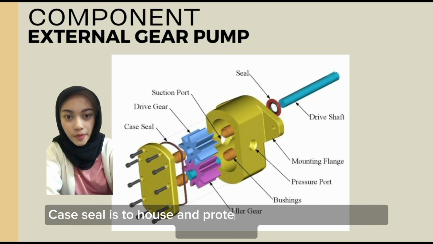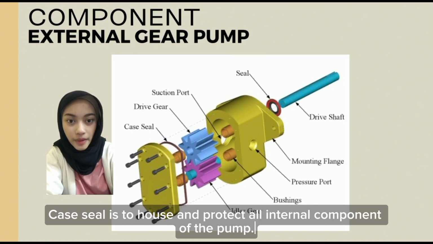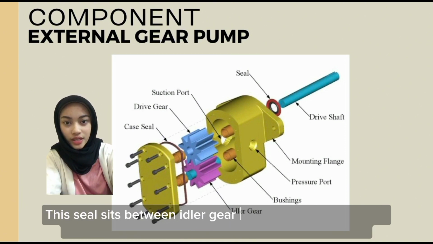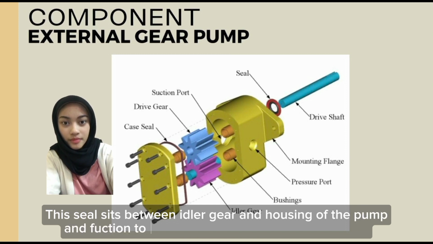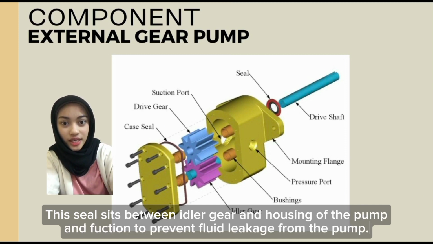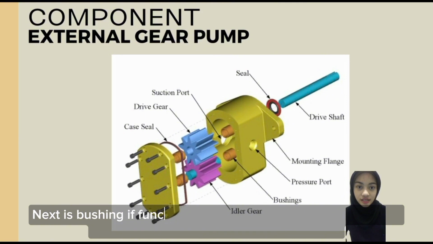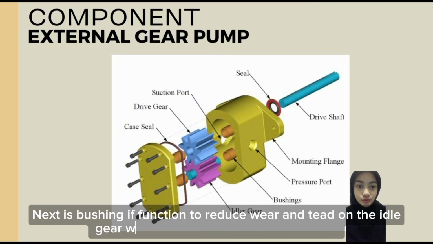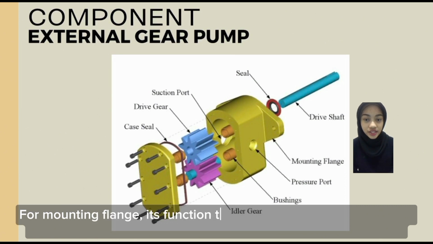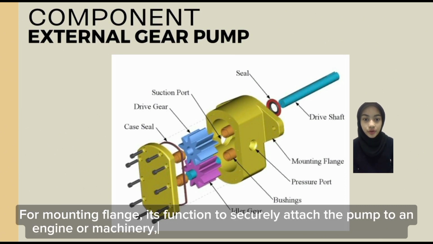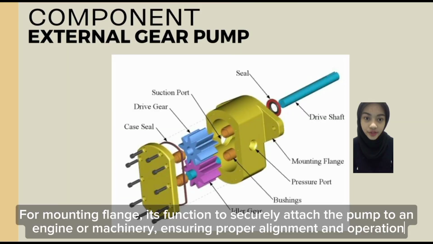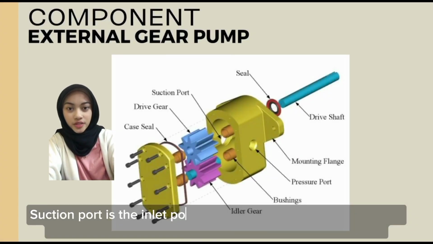The casing is to house and protect all internal components of the pump, and the seal sits between the idler gear and housing of the pump and functions to prevent any leakage from the pump. Next is bushing. It functions to reduce wear on the idler gear, which extends the component life. For mounting flange, its function is to securely attach the pump to an engine or machinery to ensure proper alignment and operation. Lastly is suction port and pressure port.